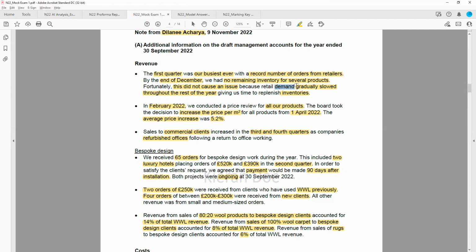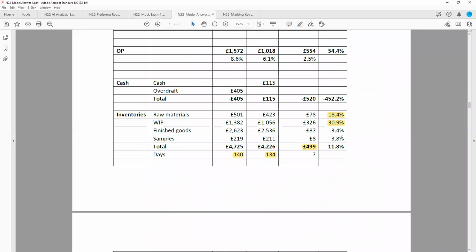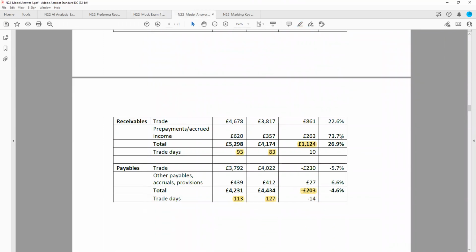demand gradually slowed throughout the year. So actually maybe demand is slowing and therefore sales are decreasing. We can't actually see the trend of sales across the quarters. But if they are slowing, then of course that would result in inventory becoming slower to move. And then we've got the bespoke work as well, which could be causing a build-up in inventories too. So again, we've got some reasons there why inventories would be going up.